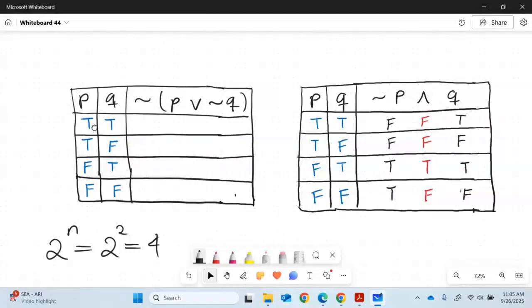The typical way of writing down the truth values, all of the possible combinations of true and false, is usually true, true, true, false, false, true, false, false. I always recommend to do this in a pattern. I usually start with P: true, true, and then false, false, and then I alternate Q: true, false, true, false.